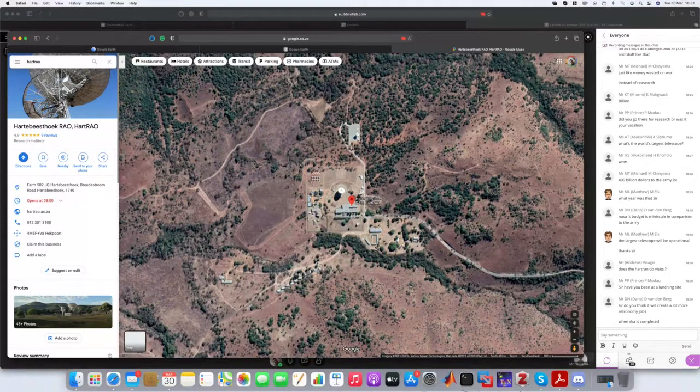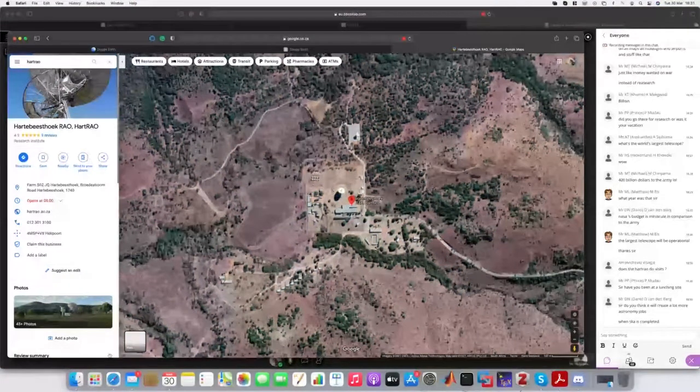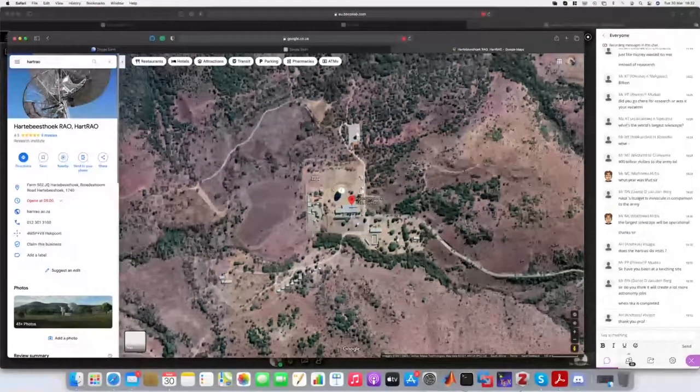So with the SKA being built, yes, astronomy is now a very hot topic in South Africa, and if you want to get into astronomy, now is the ideal time. There's a lot of astronomy bursaries going around, especially through SARAO.